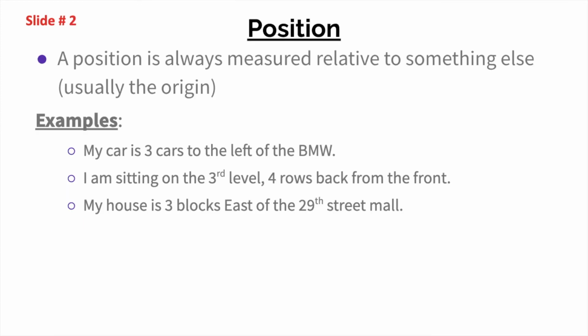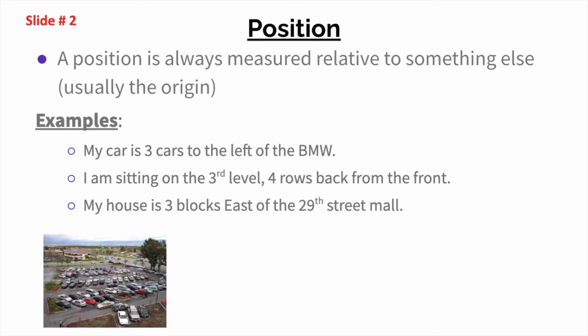So, this is what a position is. It is a place of an object that's always measured relative to something else. And that something else is typically what we call an origin. So, here's some examples of what a position is. I could talk about the position of my car in the Boulder High School parking lot right now, being 3 cars to the left of the BMW. I described the position of my car in relativity to another car in the parking lot.